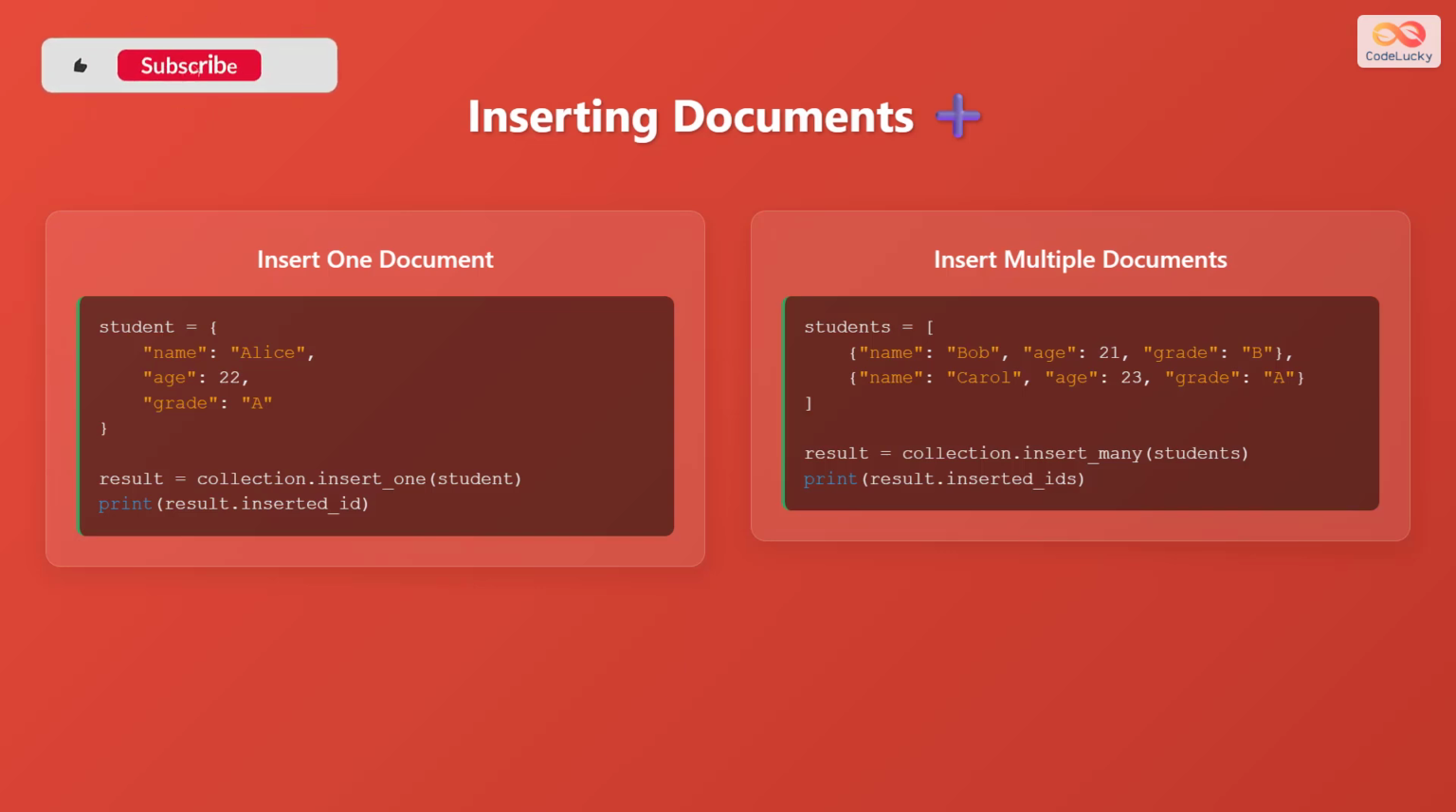To insert multiple documents, create a list of dictionaries, where each dictionary represents a document. Then use the insert_many method on the collection object, passing in the list of documents. The insert_many method returns an InsertManyResult object, which contains information about the insertions. You can access the IDs of the inserted documents using the inserted_ids attribute.